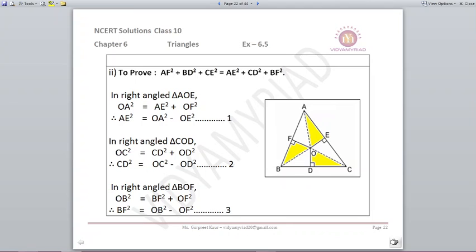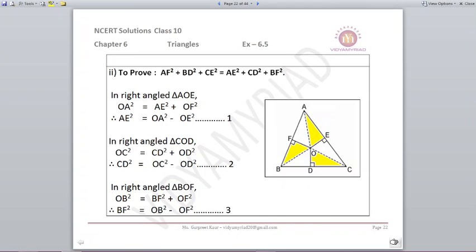If I take triangle AOE, in that case OA square is equal to AE square plus OF square. I want answer in AE square, so it can be written as OA square minus OE square. Let it be equation number 1. Second triangle is COD. In this, OC square is equal to CD square plus OD square. I want CD square on my answer, so that is equal to OC square minus OD square. Let it be equation number 2.